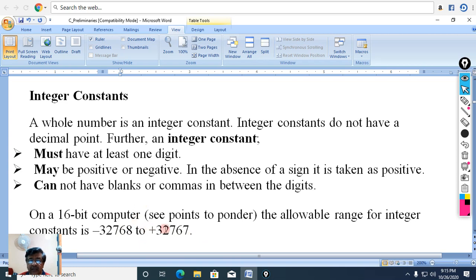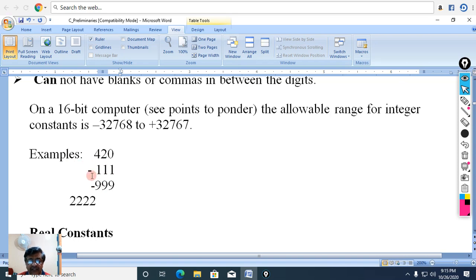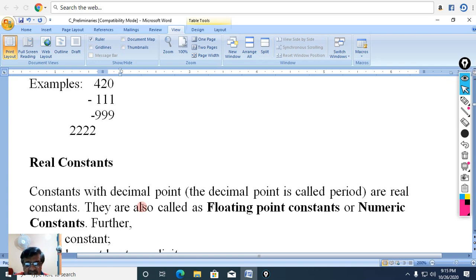This happens to be 2 to the power of 16 because an integer will consume 2 bytes. Therefore, it is minus 2 to the power of 15 to plus 2 to the power of 15 minus 1. Anyway, some of the examples are 420, minus 111, minus 999, 2222. Okay, these are all valid examples of integer constants.